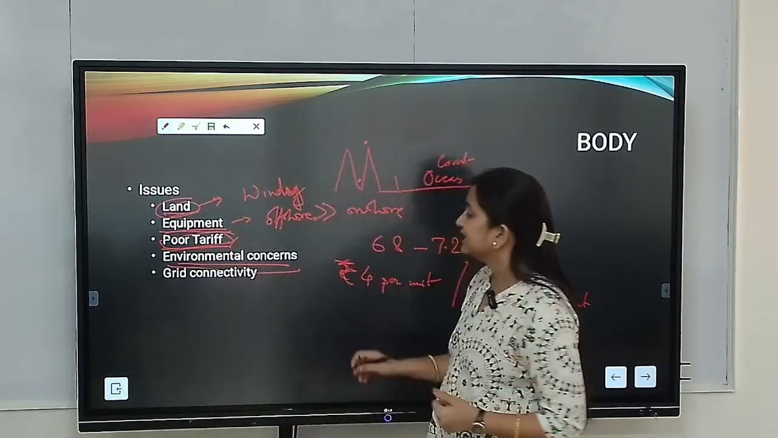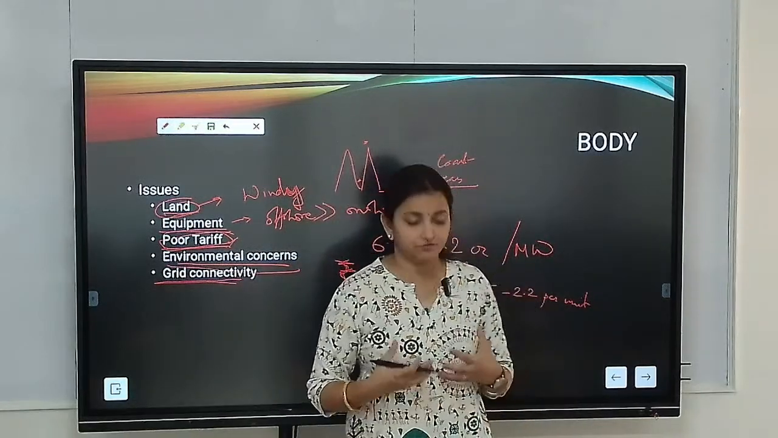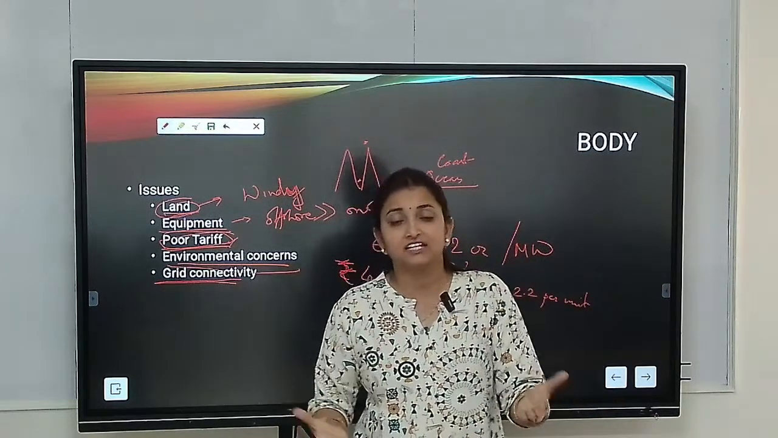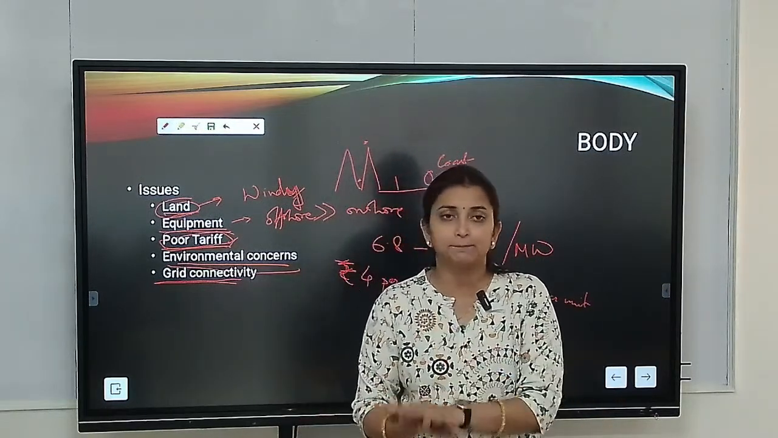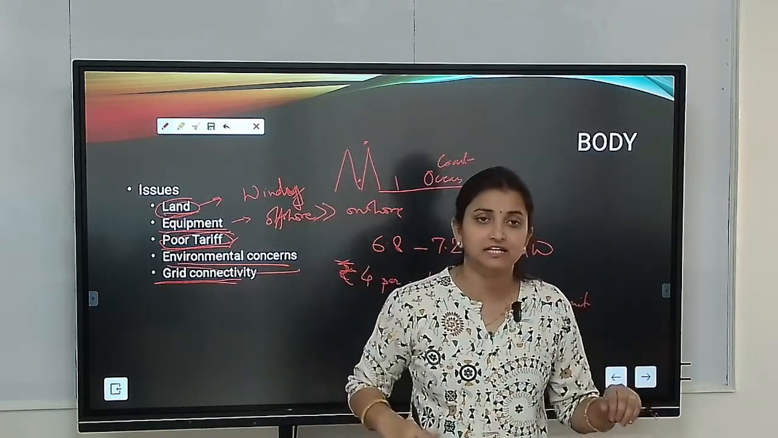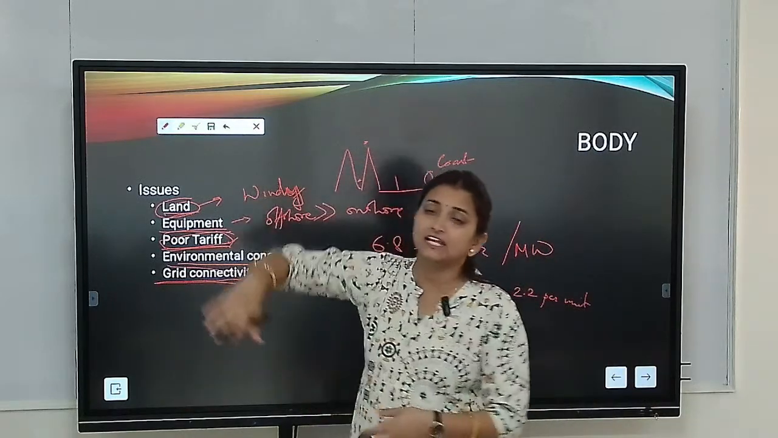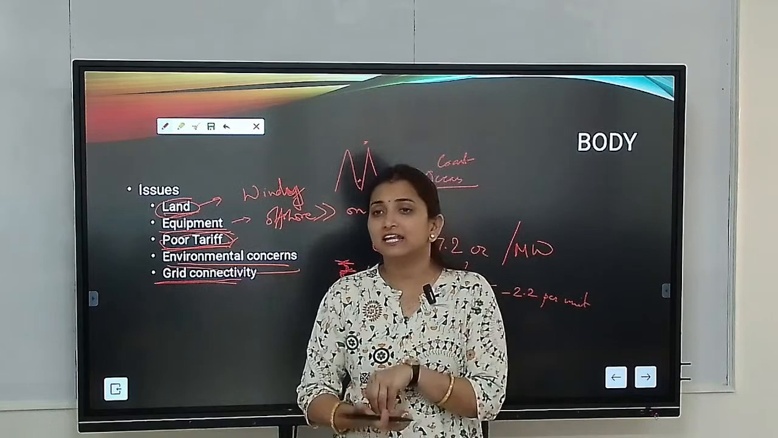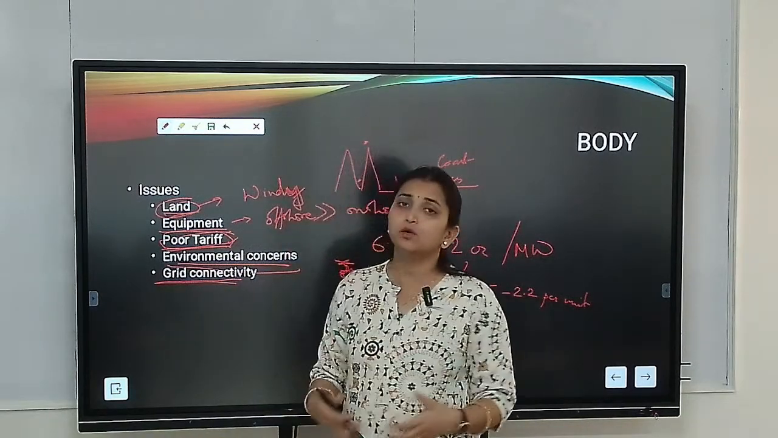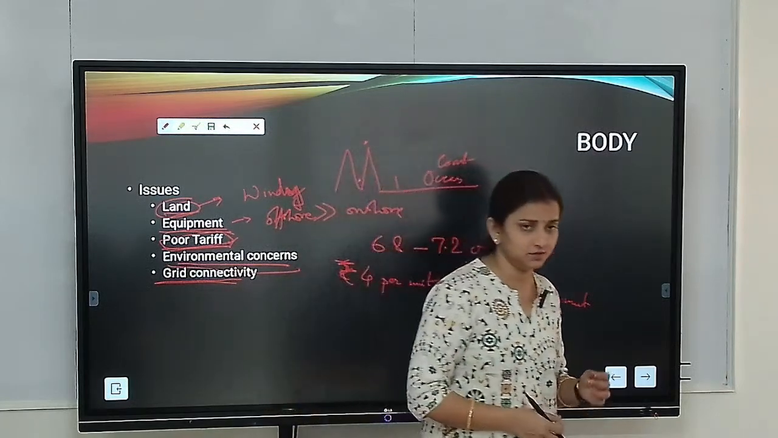And the last reason that we can write is grid connectivity. We have very poor grid connectivity. So even if wind energy is generated, there is no space for putting it on the grid, because every grid is not connected to all the windmills in India. So if we are generating it, we need to store it, transport it, and then start using it. It is not directly connected to the grid. So because of poor grid connectivity also, we are not able to achieve our target of generation of wind energy.